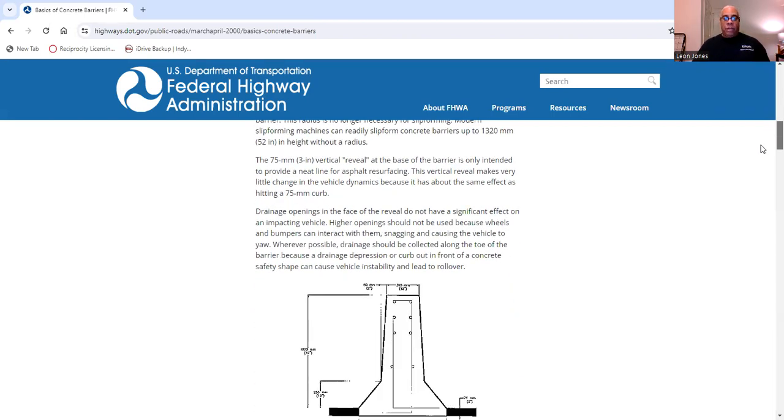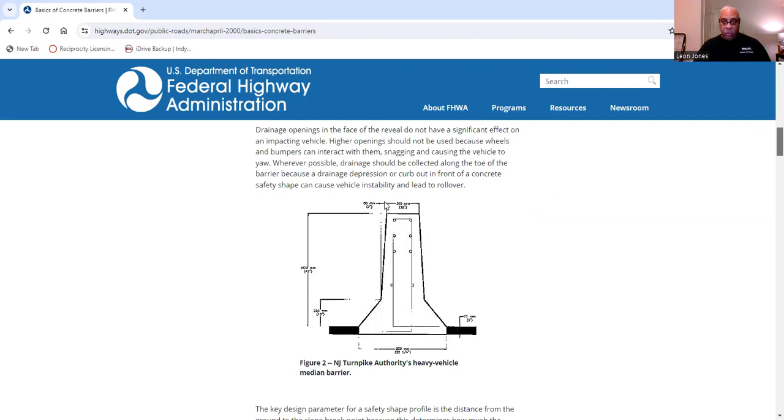Now, drainage openings in the face of the reveal do not have a significant effect on an impacting vehicle. Higher openings should not be used because wheels and bumpers can interact with them, snagging and causing the vehicle to yaw. Whenever possible, drainage should be collected along the toe of the barrier because a drainage depression or curb out in front of a concrete shape can cause vehicle instability and lead to rollover. Now, this is what the barrier looks like.